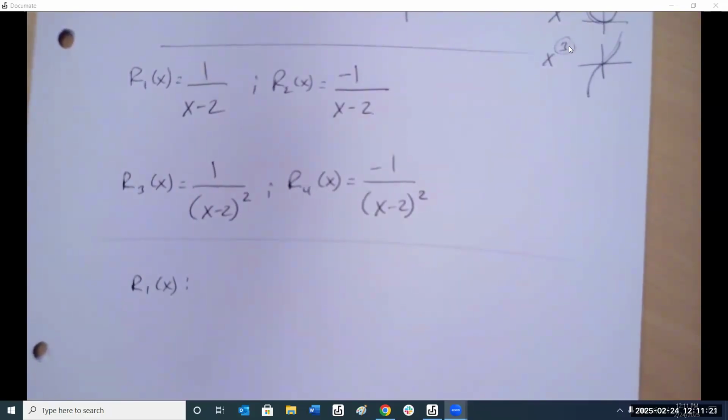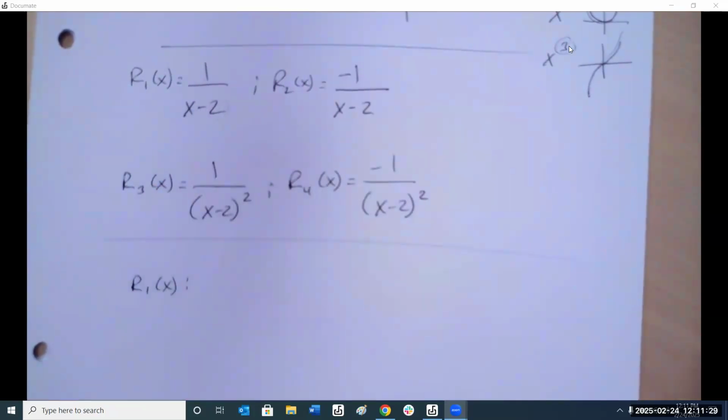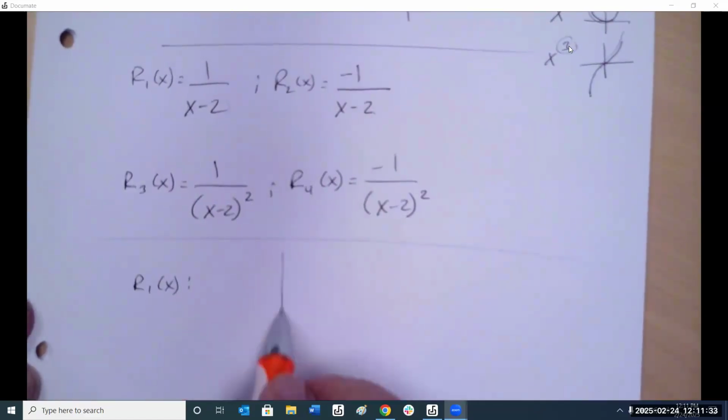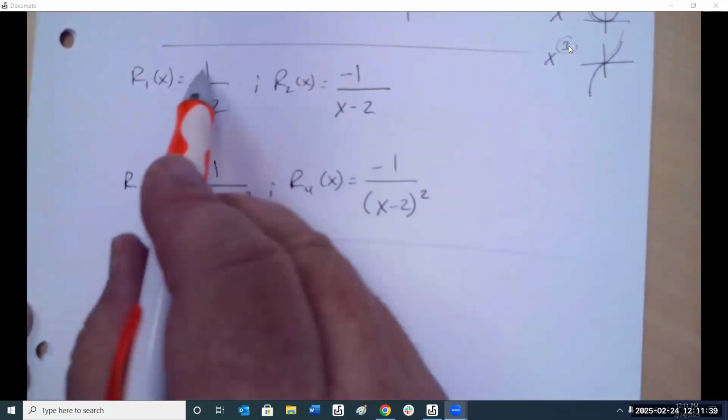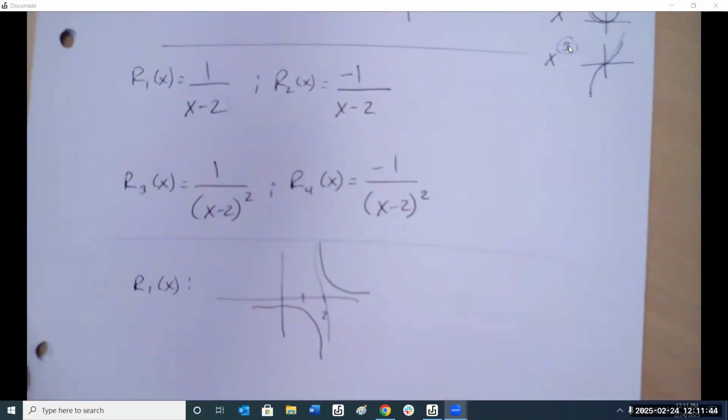Why is it not the parent function symbol? It's not squared. So we know this one, we know the shift is where? 2 to the right. There's no vertical shift, so that's our graph.